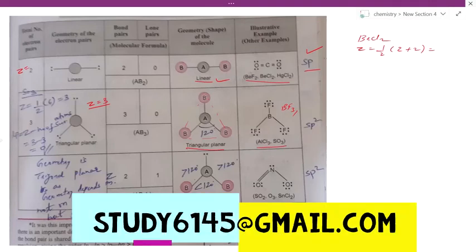AlCl3, suppose in this AlCl3, Al will remain as the central atom, with Cl over here, Cl over here, Cl over here, and you have to remember the shape is trigonal planar. If you are getting the value of Z as 3, okay, now what happens? Now tell me what will be the SO3. Let's practice, get the value of Z.